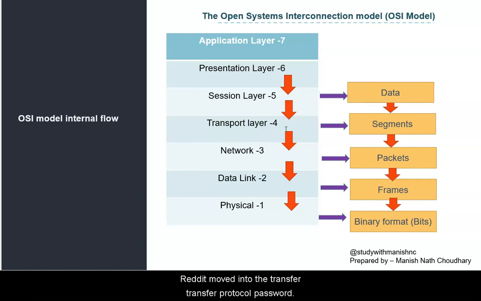When it moves into the transport layer, what is happening? The data is broken down into different segments. Then from the transport layer to the network layer, the data is again broken down into packet format in a sequential way. When it moves into the second layer, it is again broken down into frame format.